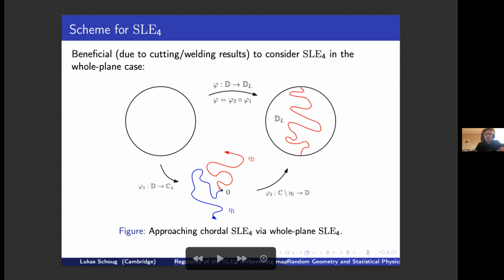And the reason is that when defining this whole plane SLE4 from infinity to infinity through 0, you basically just pick one SLE4 rho from 0 to infinity, and then given that curve, you then sample an SLE4 without any weights from 0 to infinity, and then you get this two-sided whole plane.